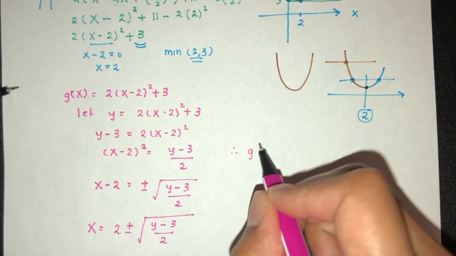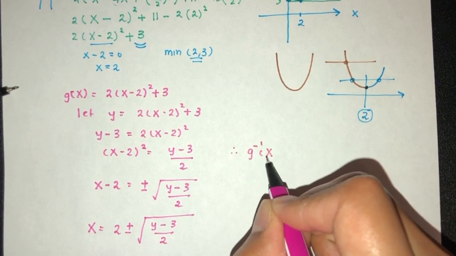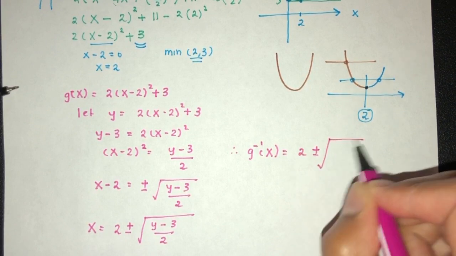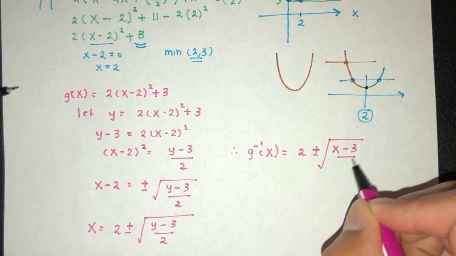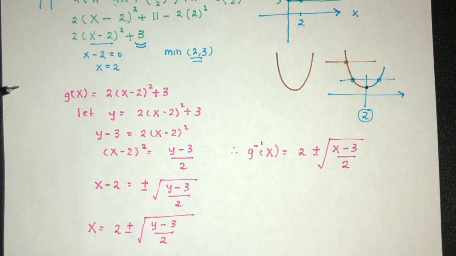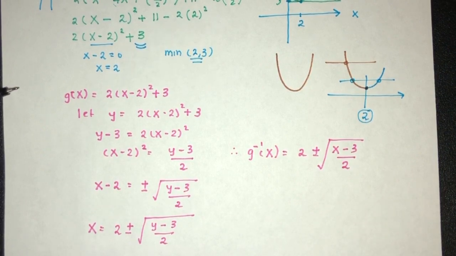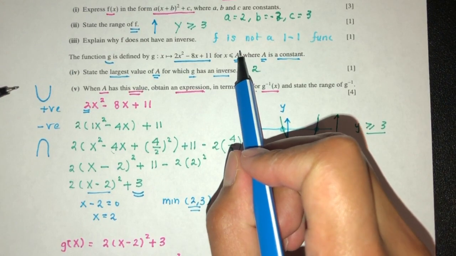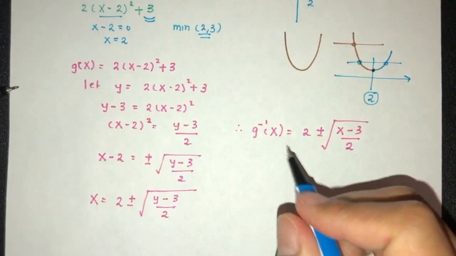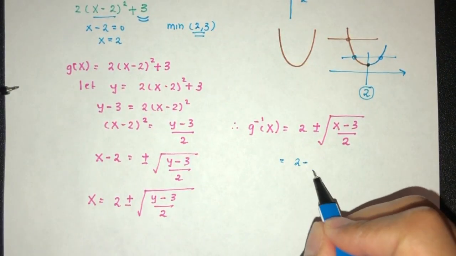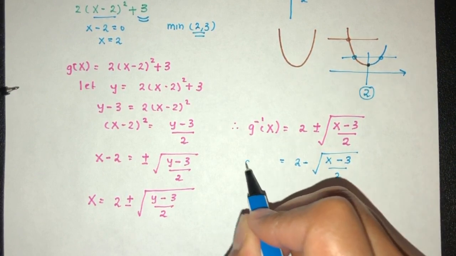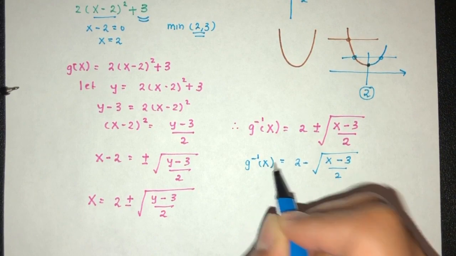So g inverse, in terms of x, will be 2 ± √((x − 3)/2). Now we have to choose which one it will be. Is it plus or minus? As you can see, x always has to be less than 2. So it has to be 2 minus √((x − 3)/2). That will be g inverse of x.